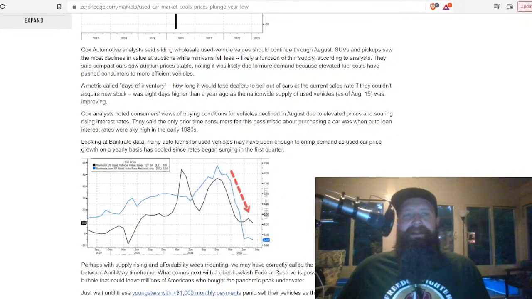They said compact cars saw auction prices stable, noting it was likely due to more demand because elevated fuel costs have pushed consumers to more efficient vehicles. A metric called days of inventory, how long it would take dealers to sell out of cars at the current sales rate if they couldn't acquire new stock, was 8 days higher than a year ago, as the nationwide supply of used vehicles as of August 15th was improving.